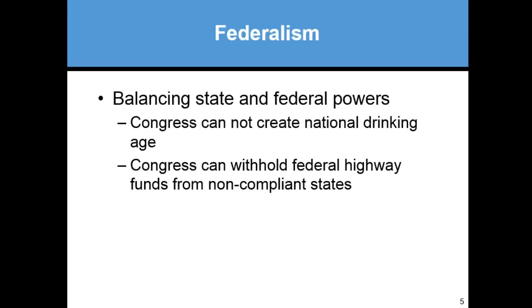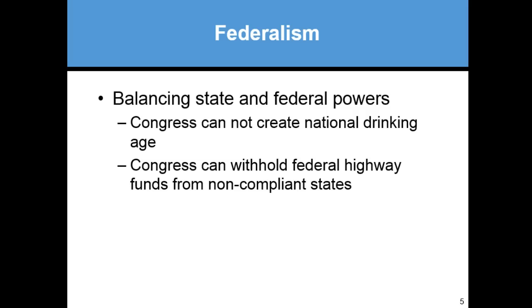Federalism is a balancing act. It requires a level of cooperation, and you're seeing a balance between the state and the federal government. Congress cannot create, for instance, a national drinking age, but Congress can withhold federal highway funds from any state that does not comply with implementing a national drinking age. So, in a sense, Congress is setting a national drinking age at 21.